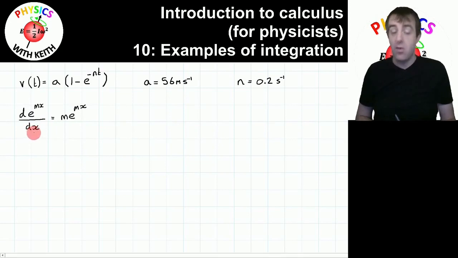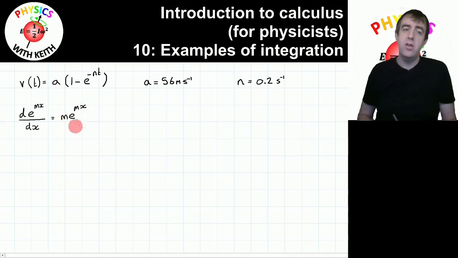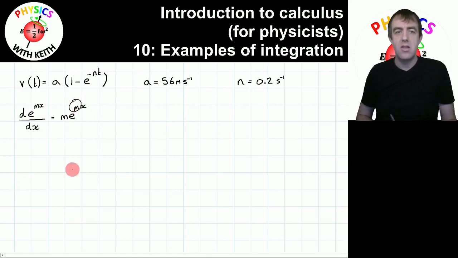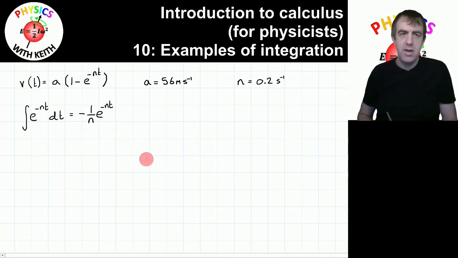We know that if we differentiate e to the mx, we end up with m e to the mx. It's a general form. So if we integrate, we work in reverse. We're essentially dividing by whatever it is that is before the x. In our case, it's not x, it's t, and we're going to be dividing by minus n. And so we have that.